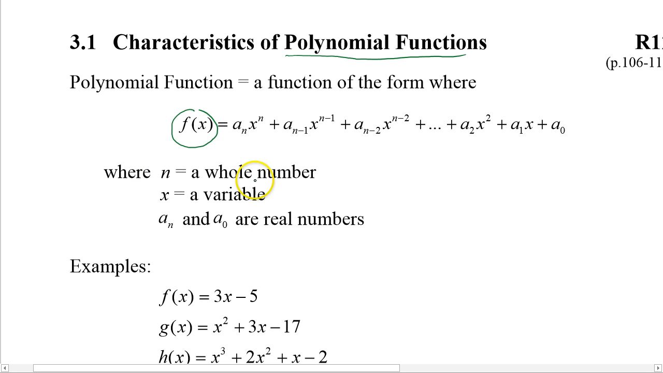N needs to be a whole number. So remember what a whole number is. A whole number is, I'll use the curly bracket to show that I'm talking about a set, it can be 0, it can be 1, it can be 2, 3, and so on. It has to be one of those numbers. It can't be anything in between. So if I put a little arrow here, nothing in between.